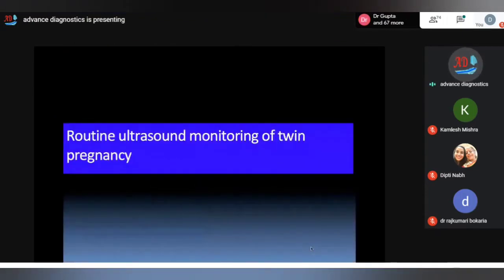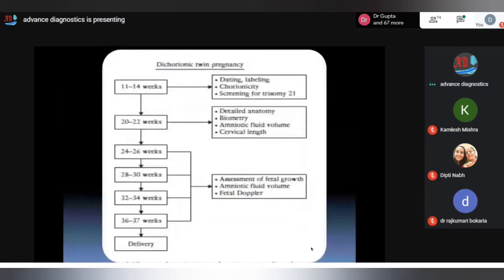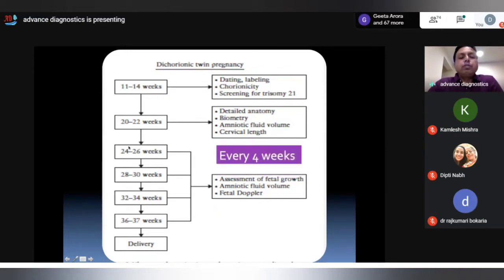Now the routine ultrasound monitoring of the pregnancies. So in the dichorionic pregnancy, it is almost the same as what we see in our singleton pregnancy. That is, in 11 to 14 weeks, we do the dating, labeling, chorionicity, and screening for trisomy 21. In 20 to 22 weeks, we do the detailed anatomy, biometry, amniotic fluid volume, and cervical length. And afterwards, every 4 weeks. That is 24 to 26, 26 to 28, 32 to 34, 36 to 37, and delivery by 37 weeks.